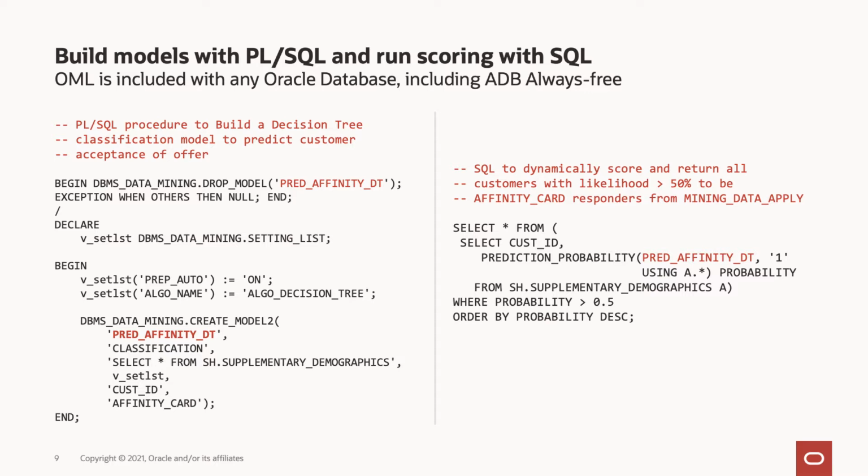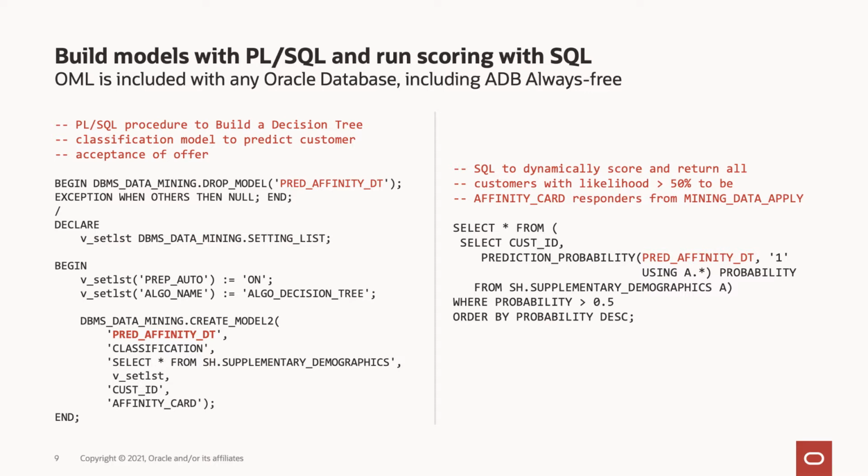So on the right-hand side now, I have a SQL call. With that, I'm just scoring that model using the same name. This time I'm using just plain Oracle SQL, but this is a special Oracle SQL because we have the PREDICTION_PROBABILITY function running there. And we also have a PREDICTION function.